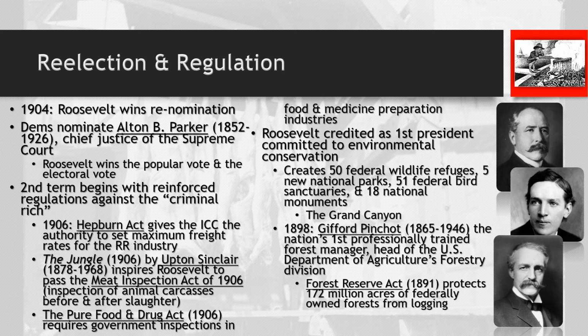And he also passes the Forest Reserve Act, and this ends up protecting 172 million acres of federally owned forest from logging. Okay, so trying to prevent industry from encroaching upon nature too much. Again, very much ahead of his time. And overall, there are 45 national forests that are created in 11 western states because of what Roosevelt does. Okay, so again, the modern conservation movements in the United States and all over the world would probably be pretty proud of Teddy Roosevelt for what he was able to do.